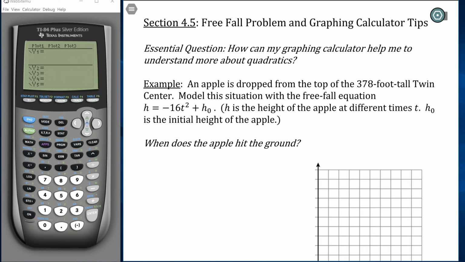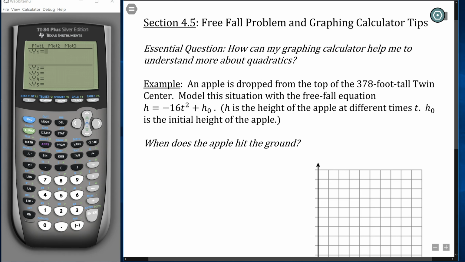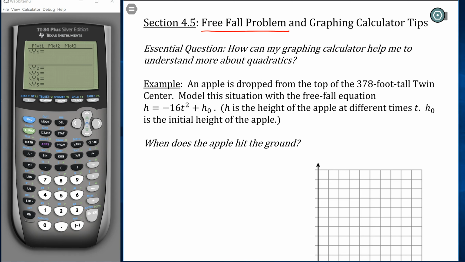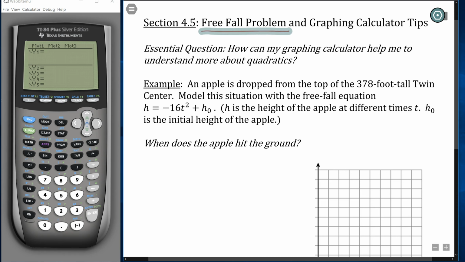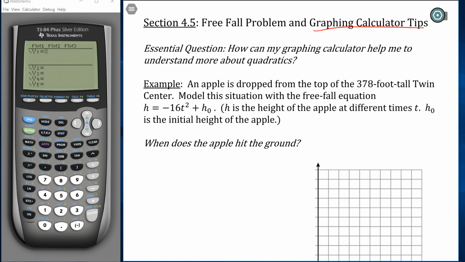I wanted to give you a real world example. This time it's about free fall, which is when you've dropped something and it's falling and it's just getting faster and faster and faster until it hits the ground and dies. And through this problem, I also wanted to give you some tips on how to use your graphing calculator to help you understand quadratics better. So let's see if you like it.